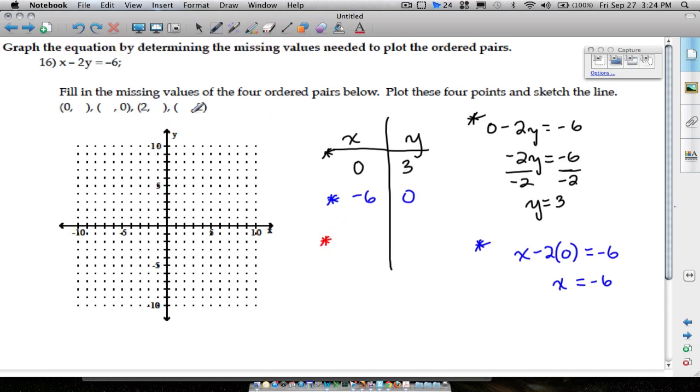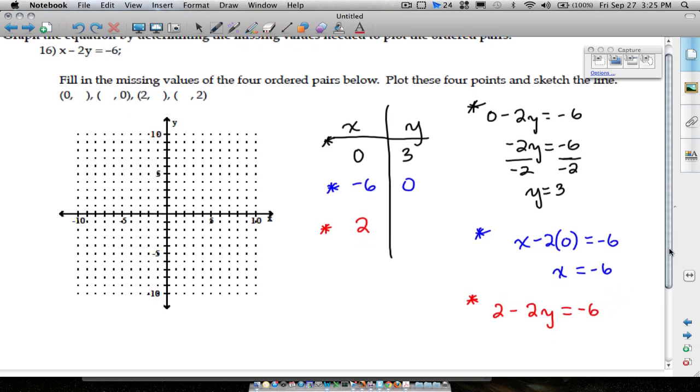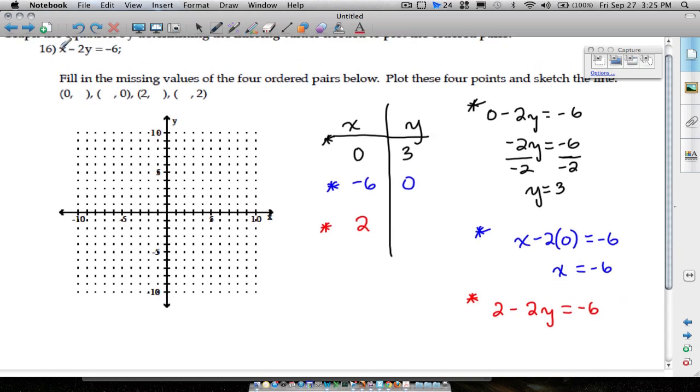All right, 2 comma something. So we're plugging 2 into the x, and we got to find the y value. Plugging 2 into the x spot, that's going to let us solve for y. So we have 2 minus 2y is equal to negative 6. Again, notice here, I'm replacing that x with 2, according to what we're trying to find right there.